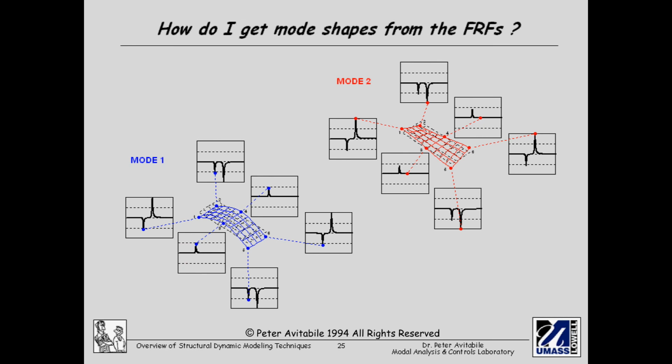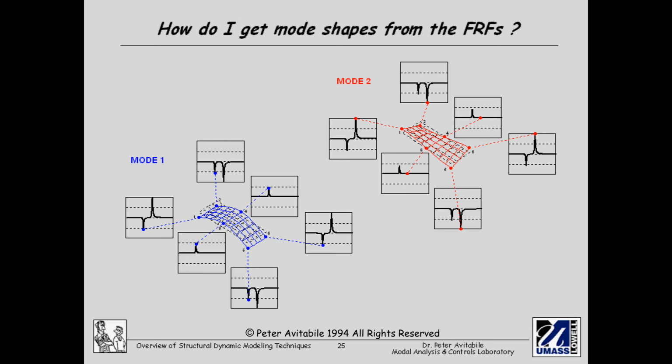So how do I get these mode shapes from these frequency response functions? Well, previously we've talked about this plate structure, and if I looked at this particular set of measurements here, you'll see that I have just two modes in the frequency band of interest, mode 1 and mode 2. And you'll see for the first mode, I have 6 measurement points on this plate structure in blue. You'll see there's 2 at one end of the structure, 2 at the other end of the structure, and 2 in the middle of the structure.